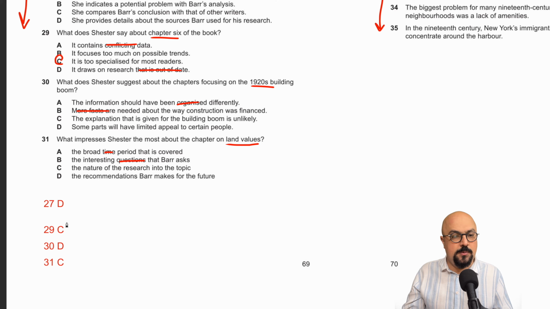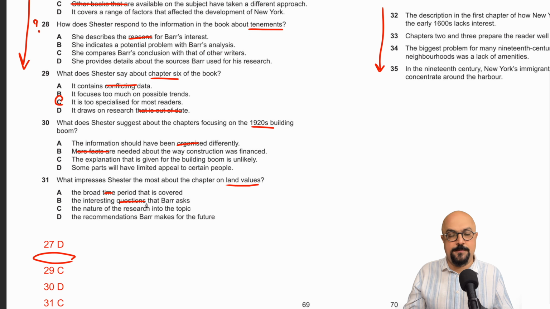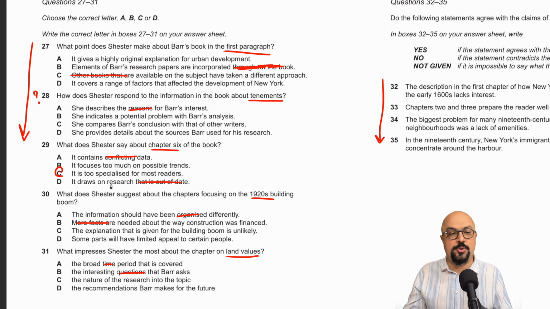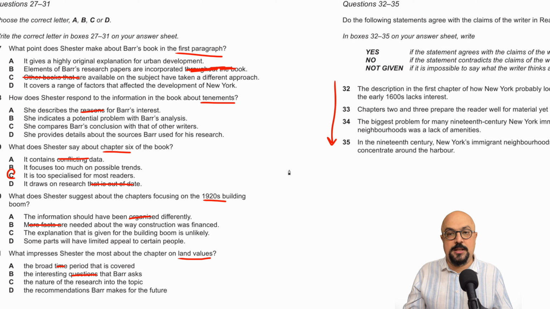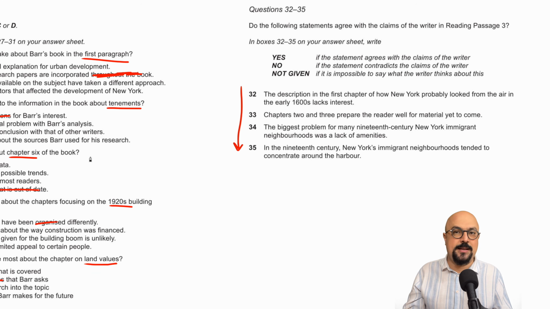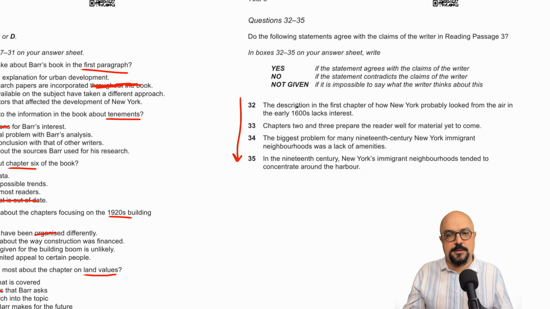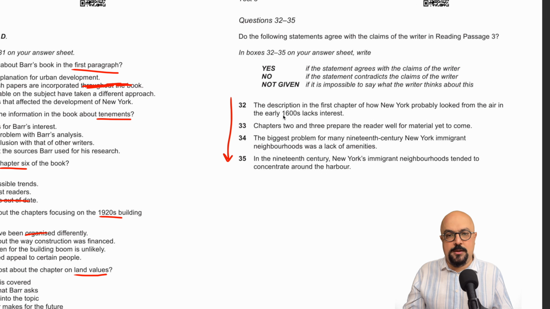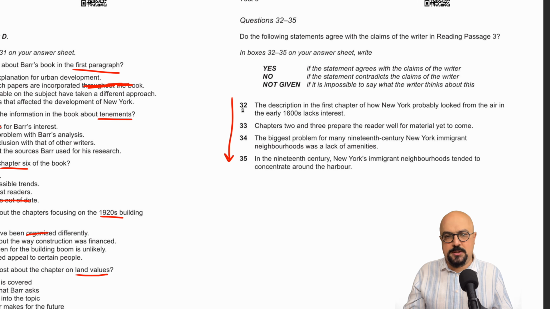Okay, so we're left with one unanswered question. Now, what would you do? Would you go to 28 now? Well, I wouldn't. If it was my exam, I would definitely go to 32 to 35, and I would come back to this at the very end. Here we have yes, no, not given. Should we start with 32? Not necessarily. We look at all the questions to see which one has a clue.